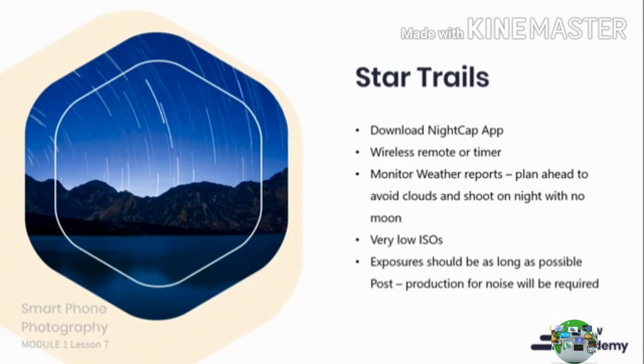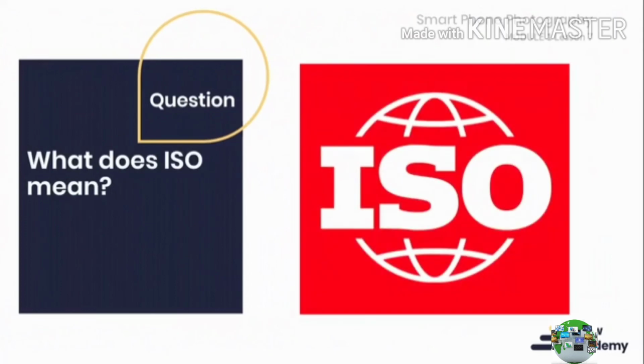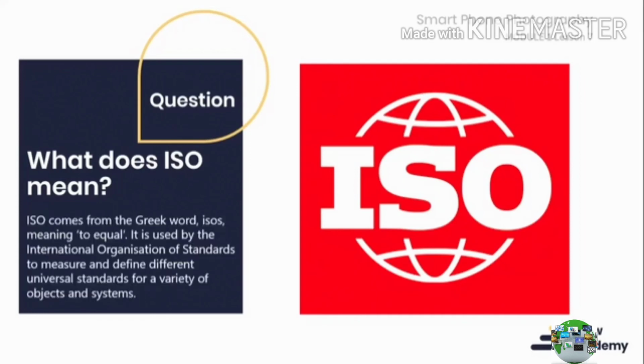Okay, so low light photography. I do hope that you enjoyed that. At the very start of the lesson, I asked you, what does ISO mean? And if you answered the International Standards of Organization or the International Organization for Standards, you are kind of correct. Not fully correct. ISO is basically the International Organization of Standards.